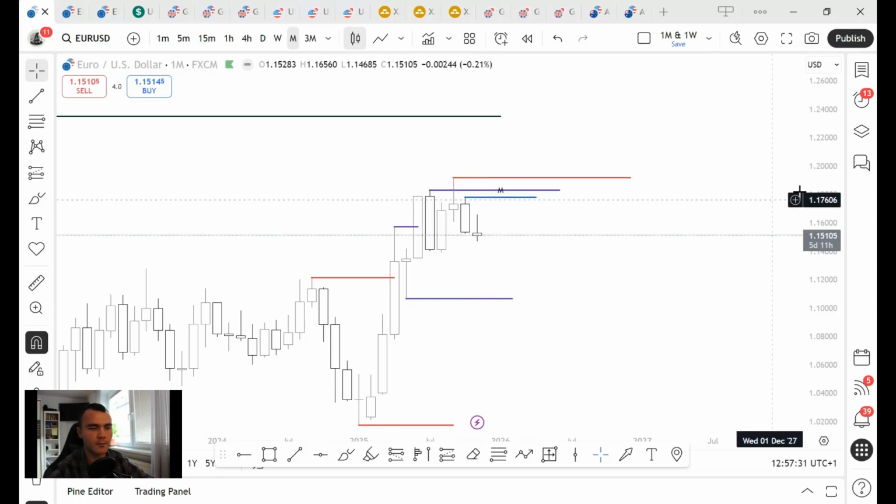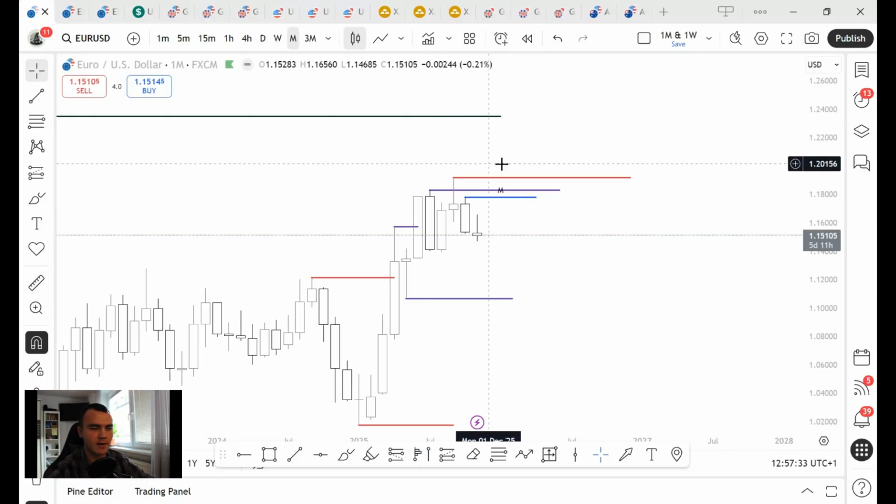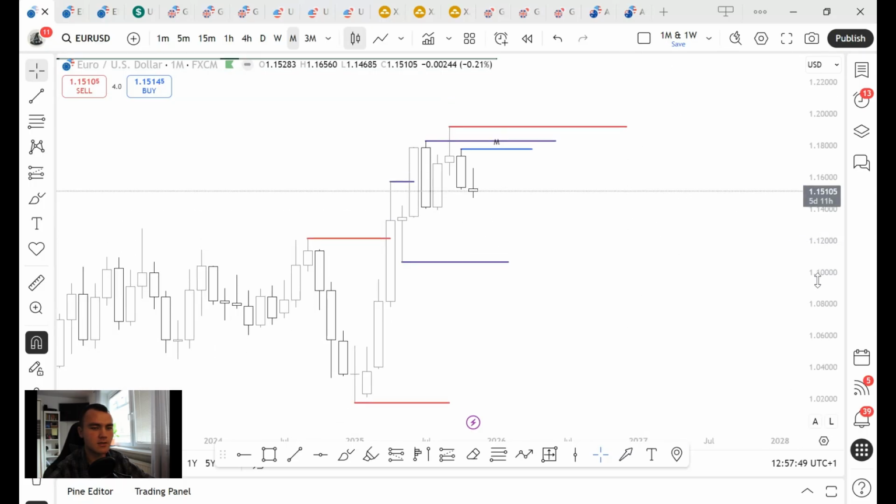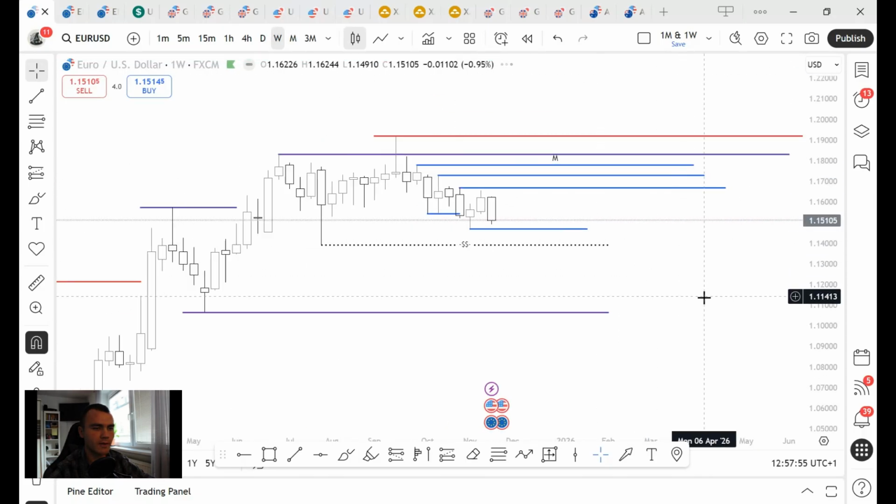I also use color coding: black on monthly, red on weekly, purple on daily, blue on 4 hour, yellow for 1 hour, and green for 15 minutes. So having this in mind, we can go lower on weekly and see what's happening.